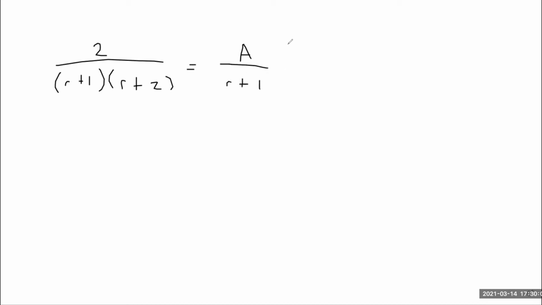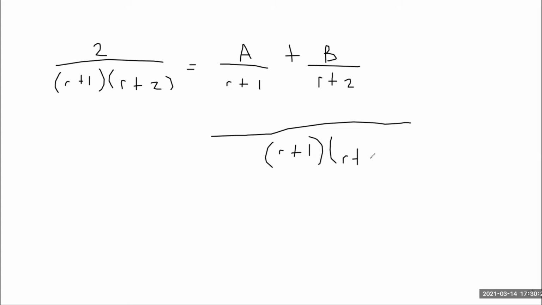First thing we can do is say 2 over (r+1)(r+2). We need to separate it in partial fractions. Well, this is going to be equal to a over r plus 1, some constant over r plus 1, plus b over r plus 2. All right, nice. Then we just need to form the LCM. The LCM of r plus 1 and r plus 2 is going to be (r+1)(r+2).